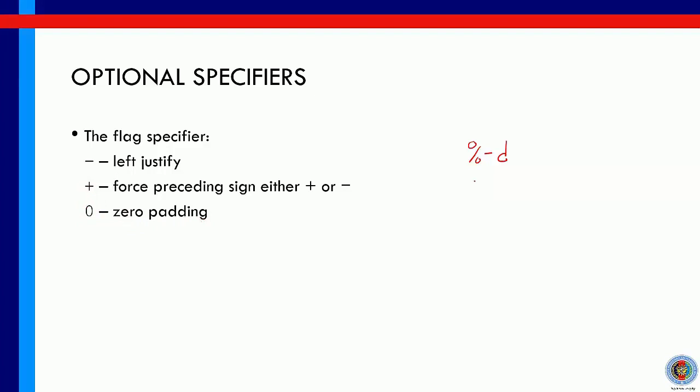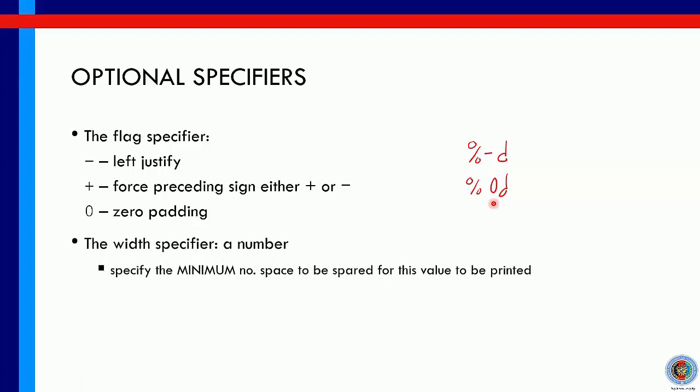For example, if we put %0d, this 0 will not be printed as 0, but it means if we want to print 20, for example, it will be printed as 020 instead of only 20.